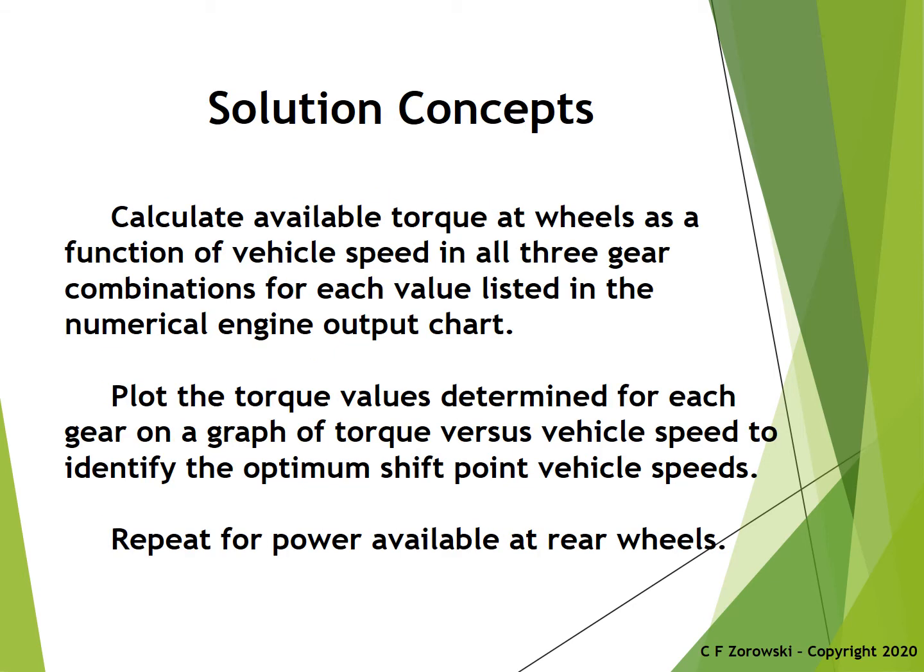Two solution concepts come to mind for solving the stated problem. One is graphical and the other analytic. The first calculates the available torque at the wheels as a function of vehicle speed in miles per hour for all 3 gear combinations for each value in the engine output chart. These torque values in each gear are then plotted on a graph of torque versus vehicle speed. The crossover points identify the vehicle shift speed for optimum acceleration. The process is repeated for power available at the rear wheels.